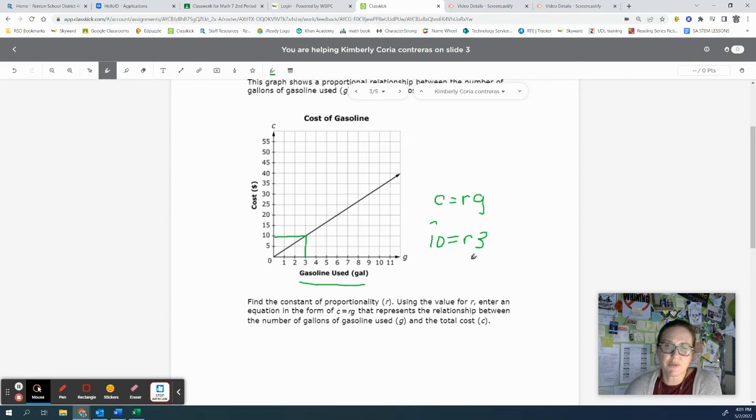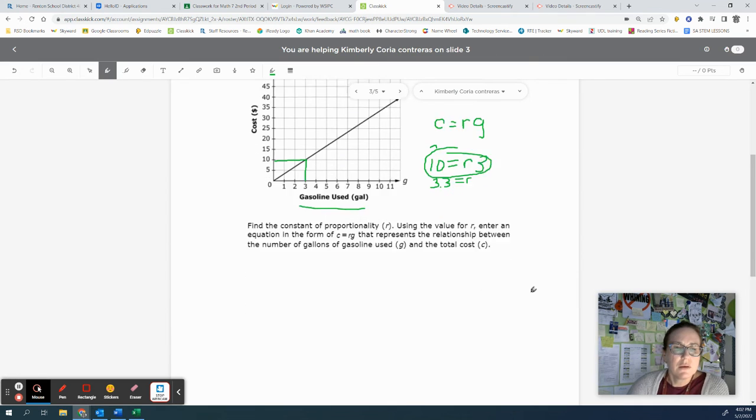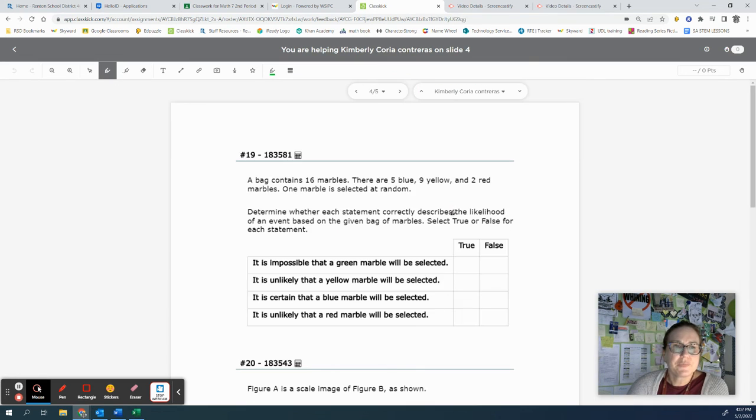Now, if you wanted to take it a step further, you could figure out the rate. And the rate is going to be 10 divided by 3 because to get that 3 away from the R, that's a multiplication. It's R times 3. So we would divide by 3. So it would be 10 divided by 3, which would be 3.3333, equals your R. But what they're looking for is this right here. They're looking for the equation that represents the whole relationship. Okay, and that's it on that page.